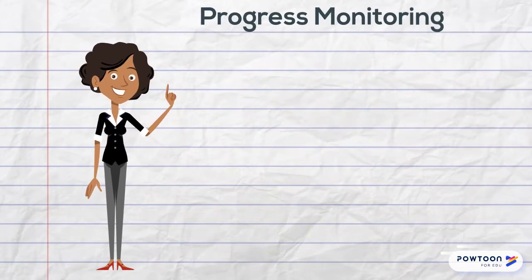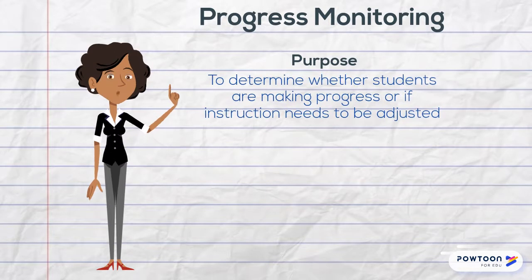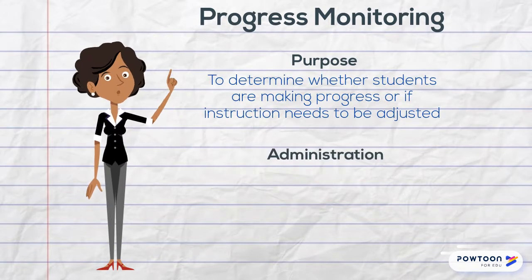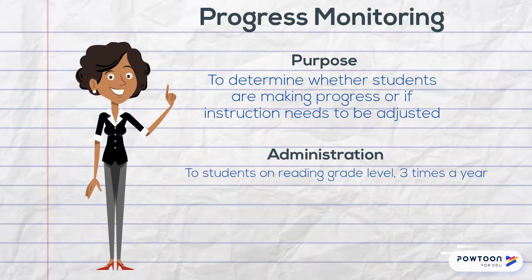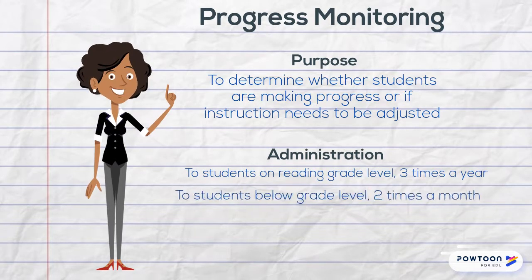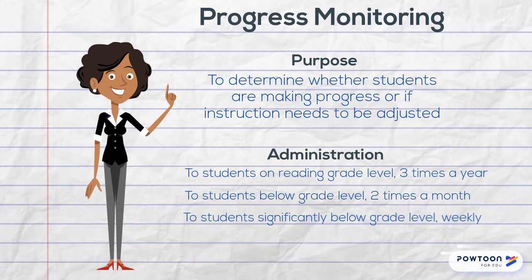The purpose of progress monitoring is to determine whether or not students are making progress or if instruction needs to be adjusted. Students reading at grade level need to be assessed 3 times a year. Students reading below grade level should be assessed 2 times a month, and students reading significantly below grade level should be assessed weekly.